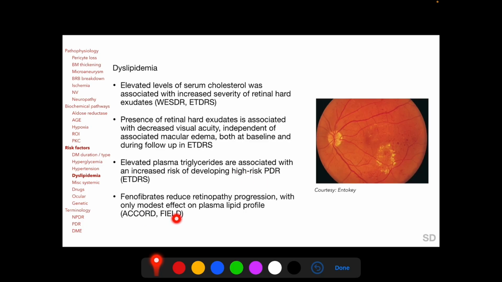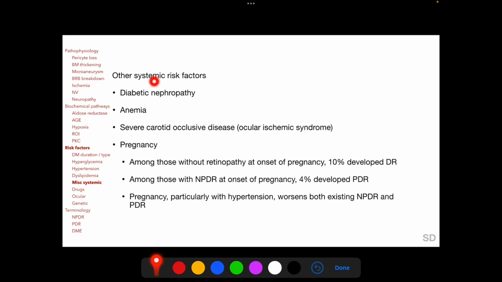The ACCORD and the FIELD trials found that fenofibrates reduce the progression of diabetic retinopathy, although the effect of fenofibrate on plasma lipid profile is modest. Other systemic risk factors which have been found to affect the course of diabetic retinopathy include diabetic nephropathy, anemia, severe carotid occlusive disease, which we will be discussing further in the session on ocular ischemic syndrome, and pregnancy.